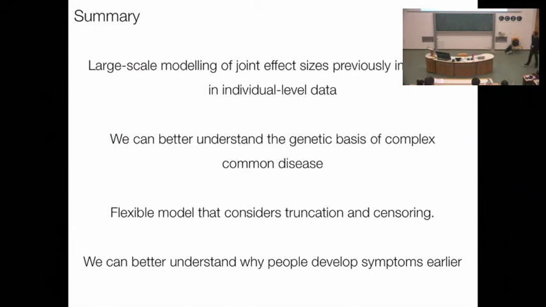We've tried to tackle this problem in order to better understand the genetic basis of common complex disease. And I've just highlighted some ongoing work about a flexible model that considers truncation and censoring. And we hope that by doing this, we can better understand why people develop symptoms early.